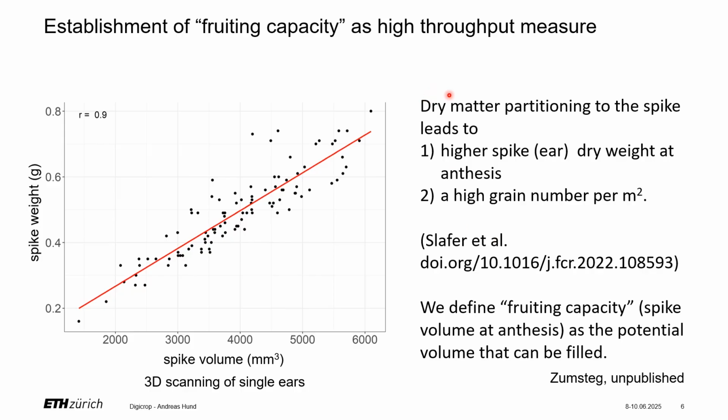So fruiting capacity was defined also by Gustavus Slaver. There's a wealth of literature available, and it is said that the higher spike or ear dry weight at anthesis is related to a high grain number. So this graph here is not showing this relationship, but the relationship between the spike volume, which we estimated based on scans of individual ears, and the spike weight. And you can see that, according to this definition, I would say that the spike volume itself can now be used as a proxy for this fruiting capacity, as we term it.